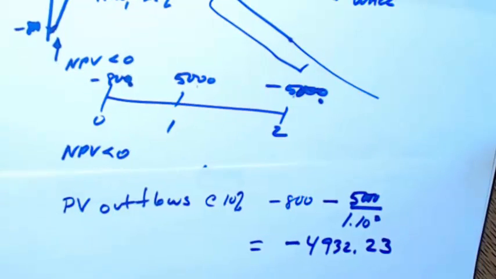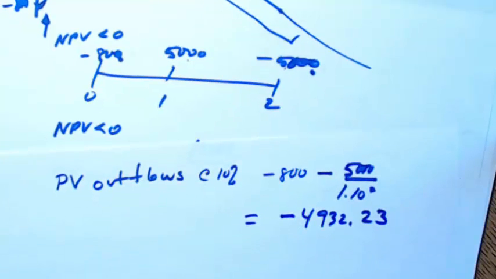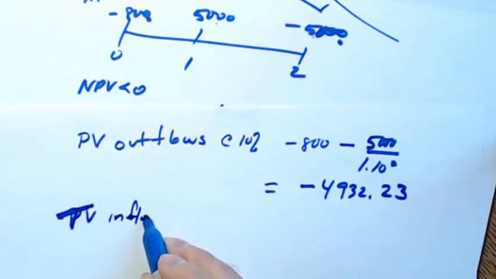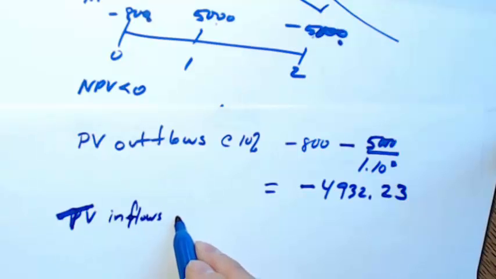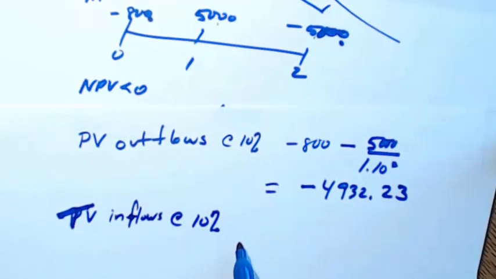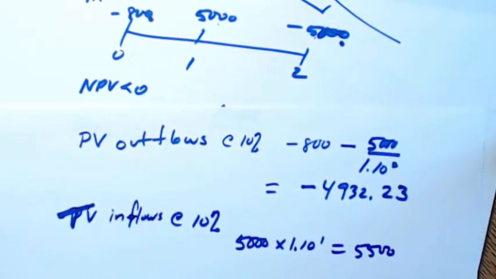And that comes out to be minus 4,932.23. And we're going to compare it to the terminal values for the positive cash flows that are moved forward in time, which the book calls terminal values, which is basically a future value of the positive cash flows. So we're going to take the TV, terminal value of inflows at 10%. We're going to take this cash flow of 5,000 and grow it at 10% for 1 period to there. It comes out to be $5,500.